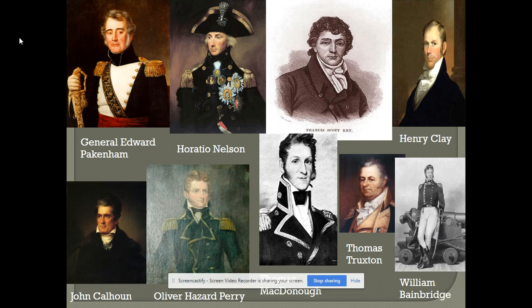Here's some of the famous commanders of the War of 1812. I put images of them. Their uniforms are kind of interesting, tall, long necks, and so forth. There's Francis Scott Key.